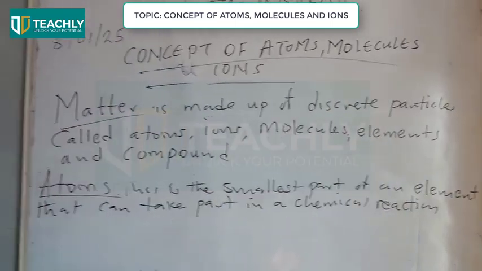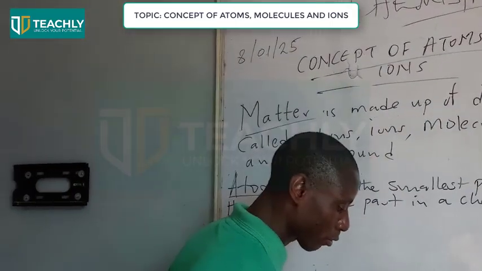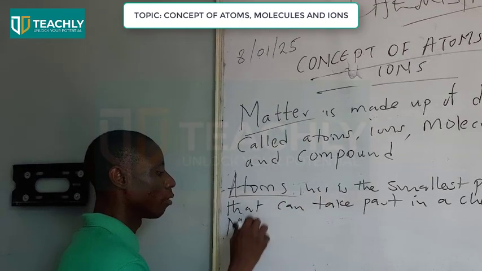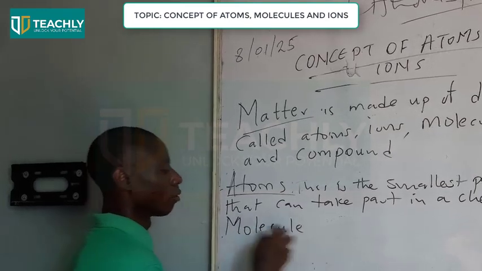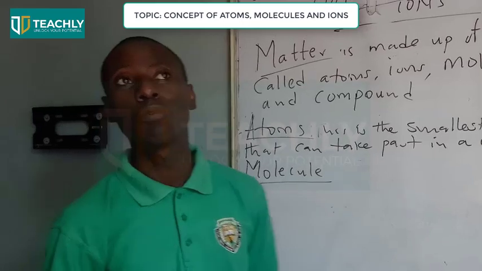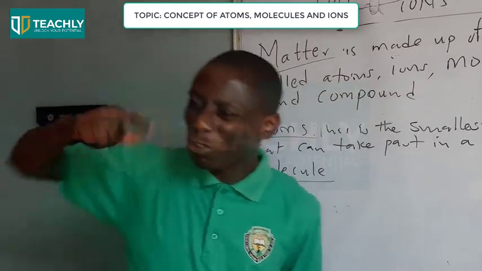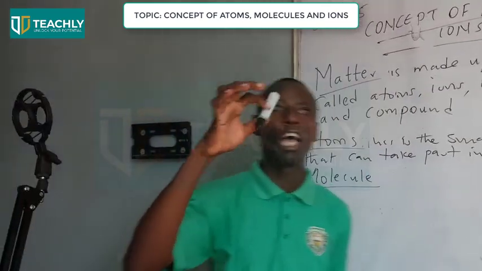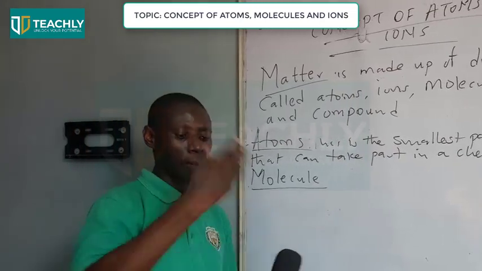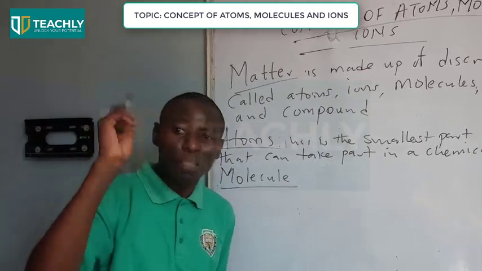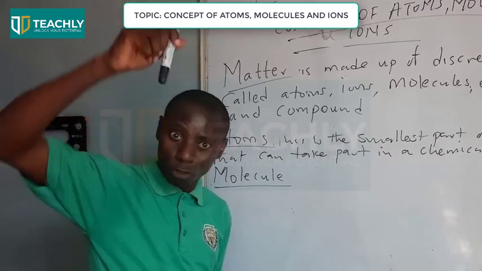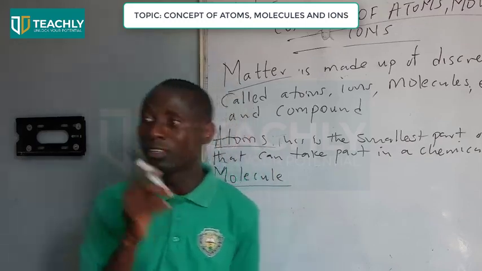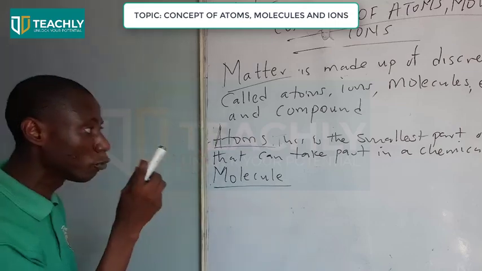Let me look at an example. Apart from that, let's look at the other one, molecule. When we talk about molecule, a molecule is the smallest particle of a substance, not an element. Let's take for example this marker as a substance. If I break this marker into its smallest parts, there will be smallest particles of it, the smallest division of it. That division of this substance is called a molecule. Generally, when you say molecule, we deal with a substance.